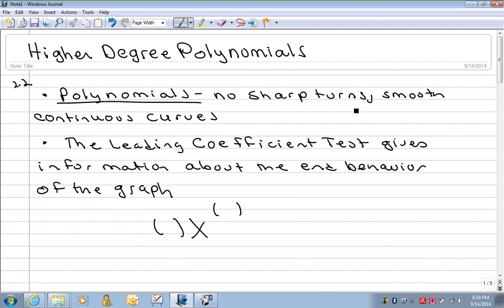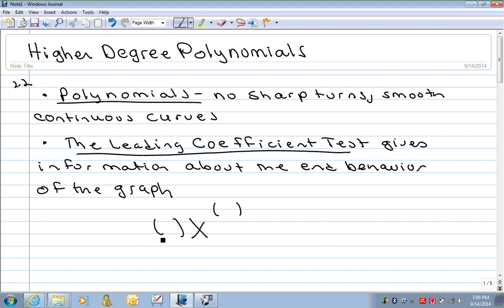Polynomials have no sharp turns. They are smooth, continuous curves. The leading term of your polynomial in standard form, we look at something called the leading coefficient test. This gives us information about the end behavior of our graph. It's the first insight we have into what the graph's going to look like.